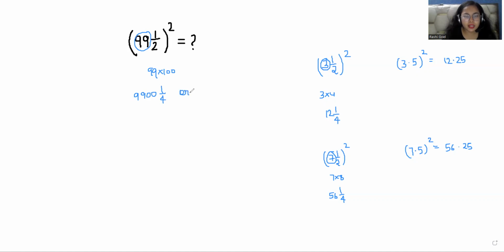Or you can write it as 9,900.25. That's how you can solve this and find your answer.